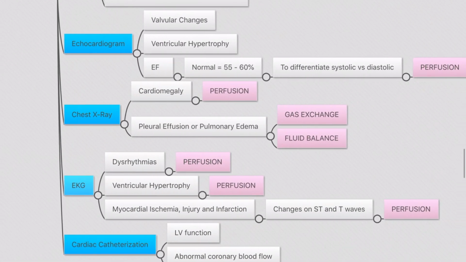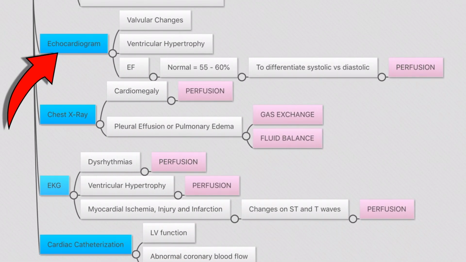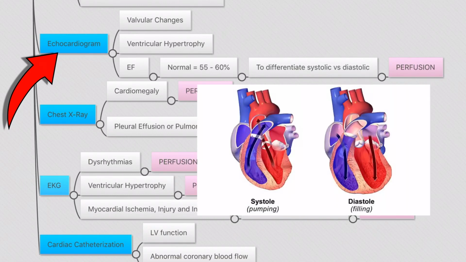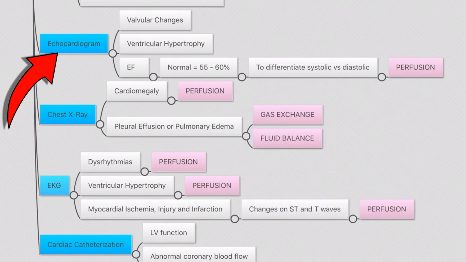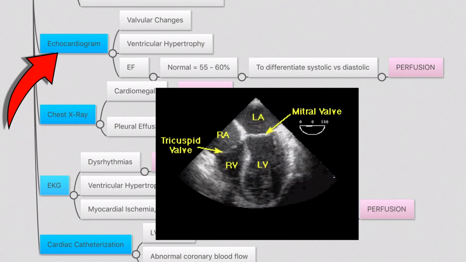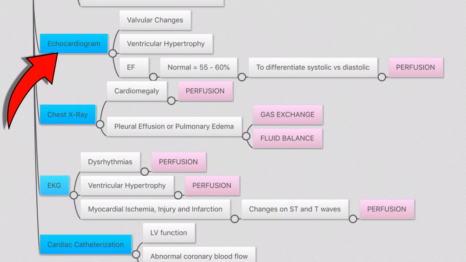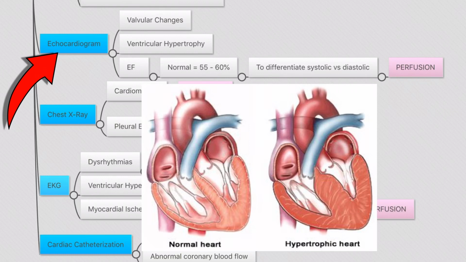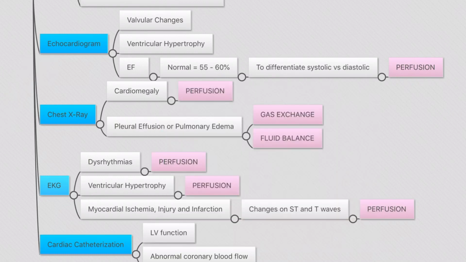Then we're going to look at the echocardiogram. Now, echocardiogram is important to determine the ejection fraction. Normal ejection fraction is 55 to 60%, and that is important to differentiate a systolic heart failure versus a diastolic heart failure. So ejection fraction, we think about the concept of perfusion. Echocardiogram also can detect any valvular changes. We talk about any stenosis or regurgitation, especially the aortic and mitral valves. And also, echocardiogram can see whether the heart is enlarged, specifically the left ventricle. We call it left ventricular hypertrophy.